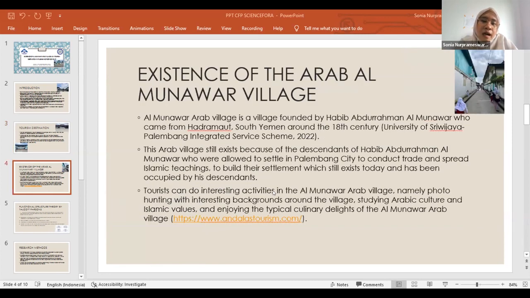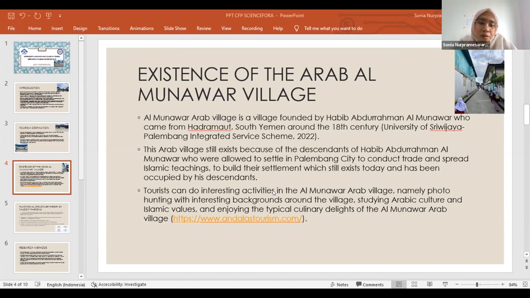The existence of the Arab Al Munawar Village. Al Munawar Arab Village is a village founded by Habib Abdurrahman Al Munawar, who came from Hadramaut, South Yemen, around the 18th century. This Arab village still exists in Palembang because of the descendants of Habib Abdurrahman Al Munawar, who were allowed to settle in Palembang city to conduct trade and spread Islamic teachings, to build their settlement, which still exists today and has been occupied by his descendants.